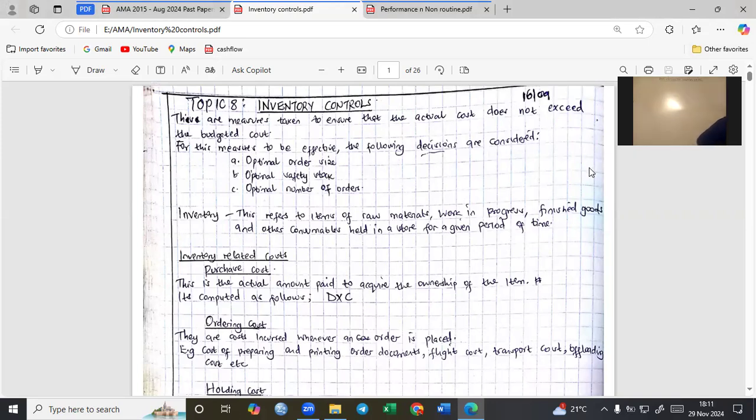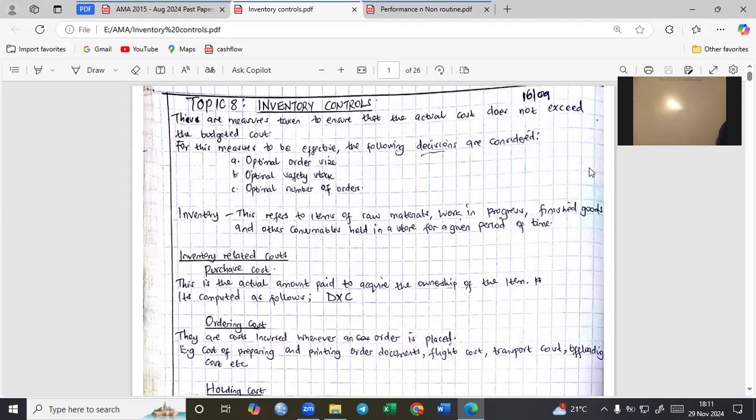Now, these are measures taken to ensure that the actual cost does not exceed the budgeted cost. These are the measures that the company takes to ensure that the actual inventory cost does not exceed the budgeted inventory cost. For this measure to be effective, the following decisions are to be considered.